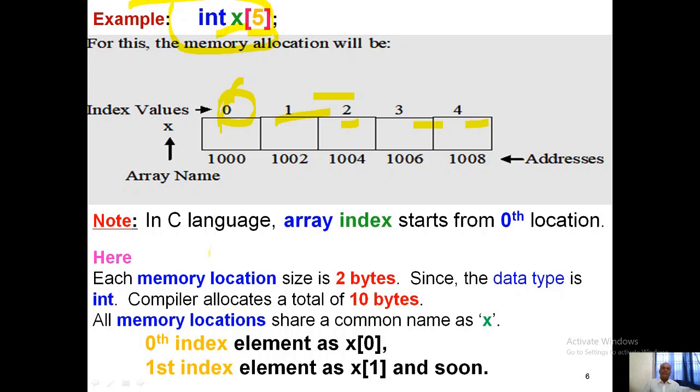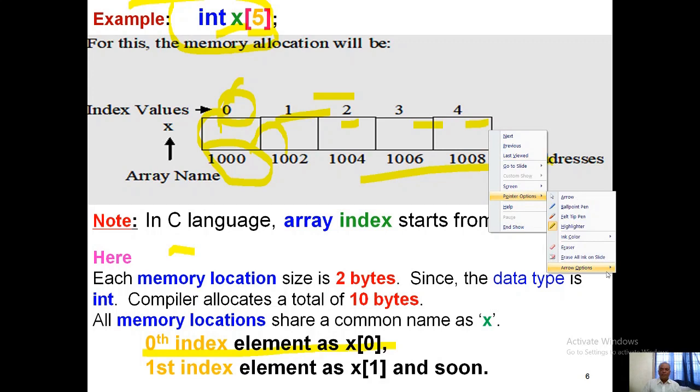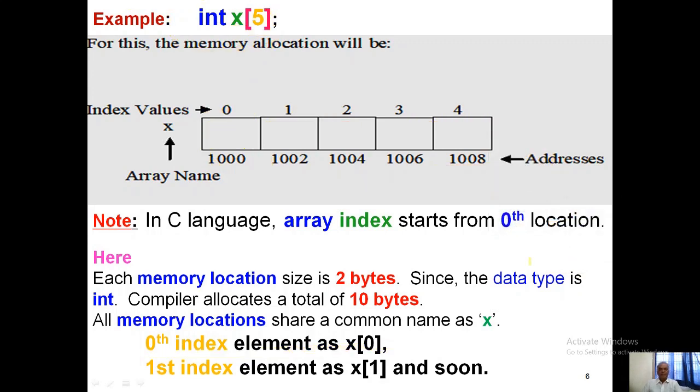So for int x, the starting location address is 1000. The next address is 1002. Why 1002? The starting address is 1000, and the next successive memory location must be 2 bytes later, because our array is of integer type only. The total size depends on what kind of data type you use. The 0 index element is x[0], the first index element is x[1], and the last index element is x[4]. Whenever you represent any array, it is specified in this way.